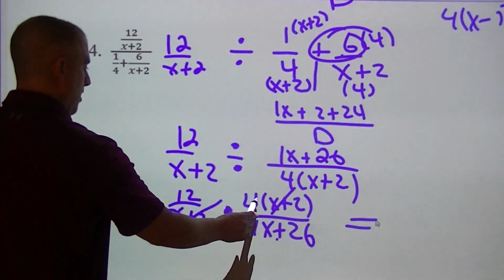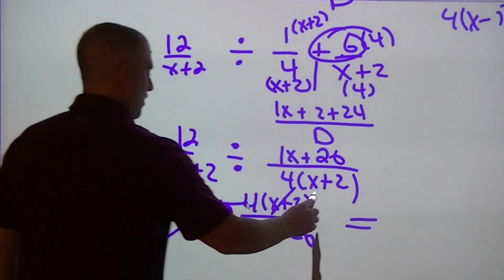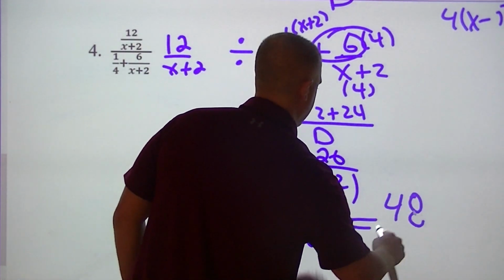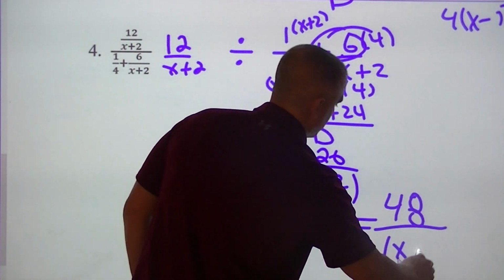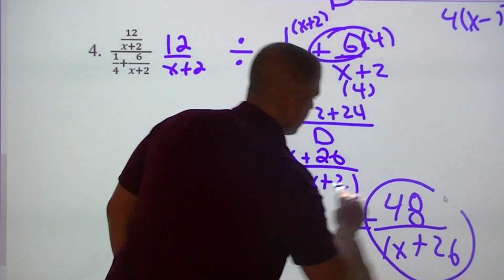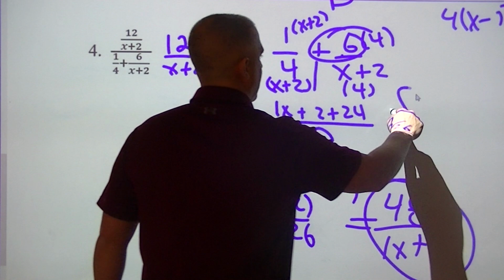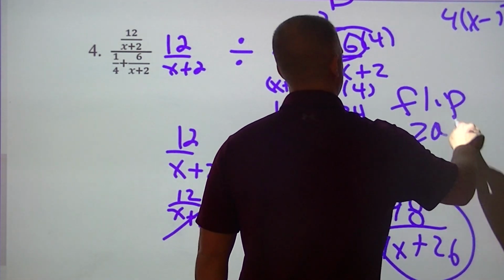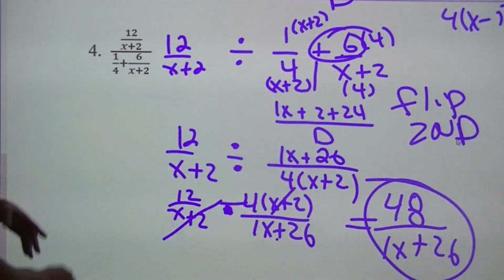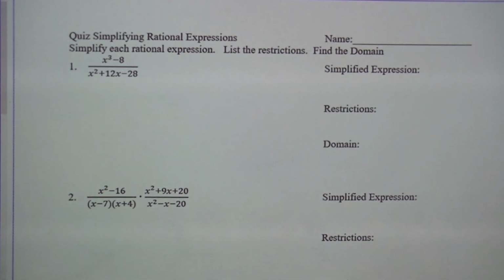These are good. So what I can do is cross off this. What's left over? 12 times, see there's a multiplication. 12 times 4 is 48. And this is just going to be 1x plus 26. And nothing else can get any smaller there. Okay? But make sure you flip the second. Okay? Alright? Let's go to the other ones. Okay? Alright, so these are the multiplication and division.